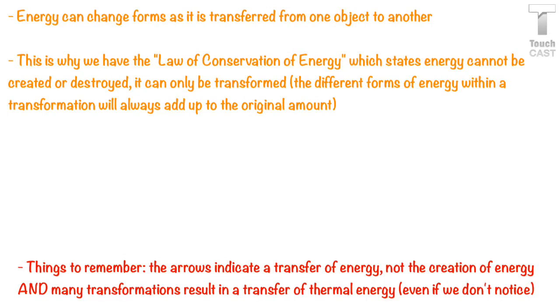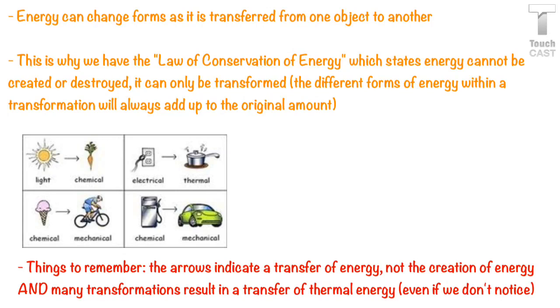So here are a couple of examples. These 4 are fairly simple, and you might have seen them before. Radiant or electromagnetic energy from the sun being transferred to chemical energy in plants. Electricity or electrical energy from the outlet being put to a stove and transformed to thermal energy.